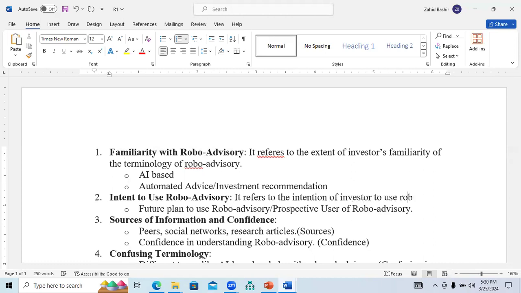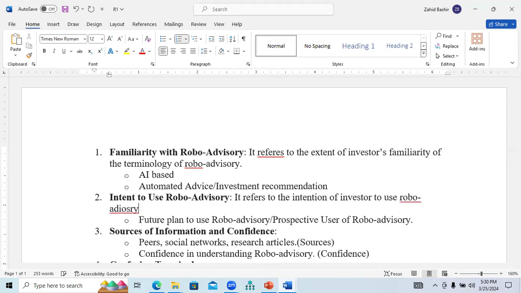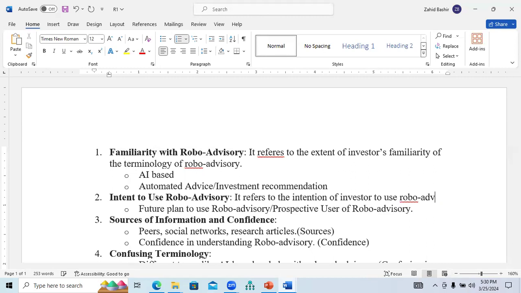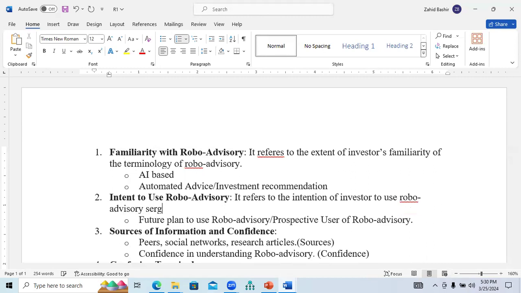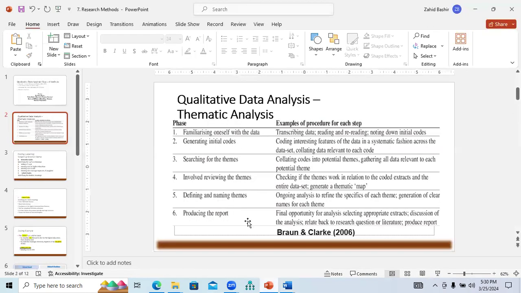to use robo advisory service in future. Now, this is the definition of this term, whether the investor would use the robo advisory service in future or not. So in this step, you need to define and name your theme.